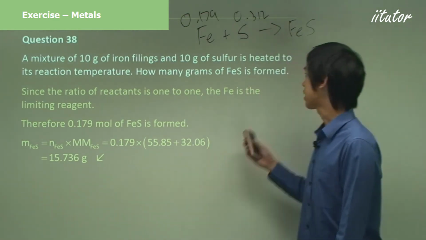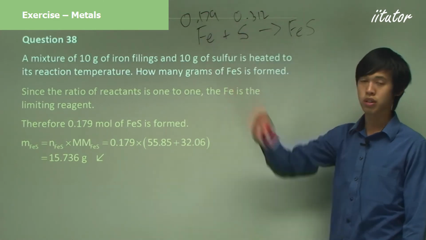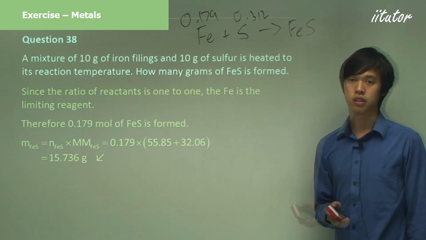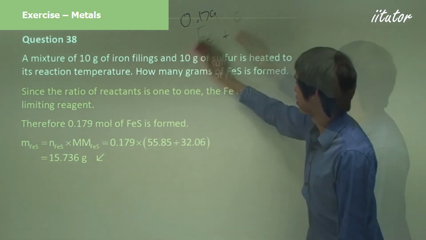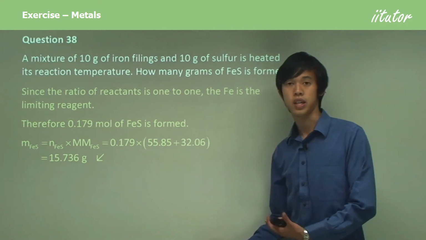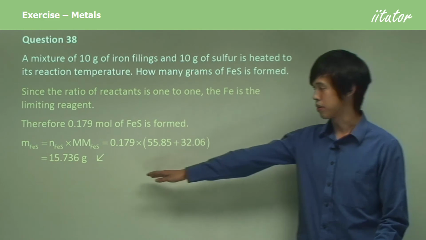So just remember, in this case, we had to calculate the limiting reagent, which one had the smaller number of moles, or which one would be consumed more in the overall reaction. So that's why we had to calculate both the number of moles of iron and the number of moles of sulfur in order to get the right answer. Because if we use the sulfur moles, then we would have gotten a very big overestimate.